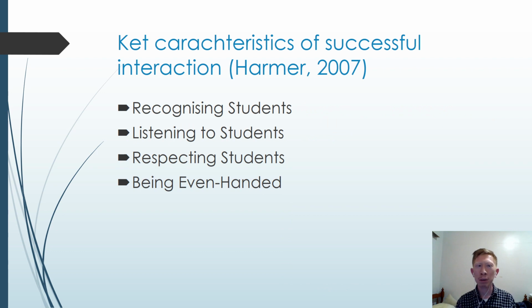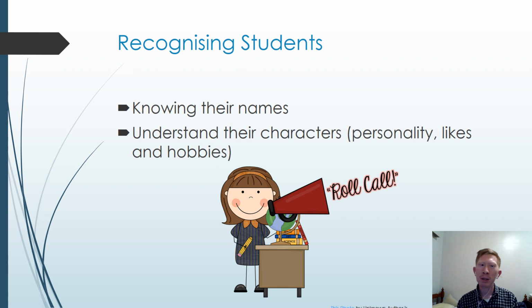Further in his book, Harmer in 2007 divided the key characteristics of successful interaction. There are four here. First, the teacher has to recognize students, the teacher has to listen to students, the teacher has to respect students, and the last is the teacher has to be even-handed. Okay, so starting from this slide, we are going to explore all those four characteristics one by one.